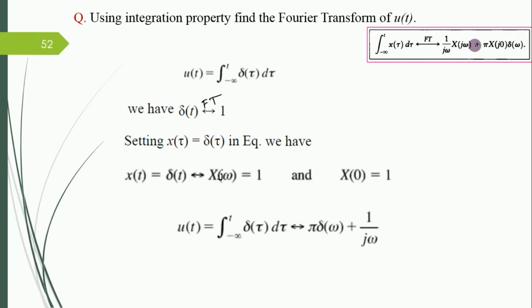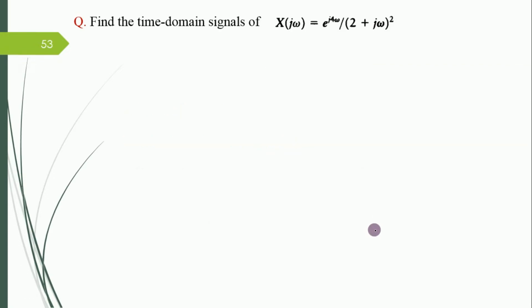I write it here, plus pi into, what is capital X of j0? Capital X of j0 is capital X of 0, which is equal to 1. So I write it as 1. So what is left? You have only delta of omega. That is what you are supposed to do. Okay, so this is the integration property applied for finding the Fourier transform of u of t. So the Fourier transform of u of t is given by pi delta of omega plus 1 by j omega.